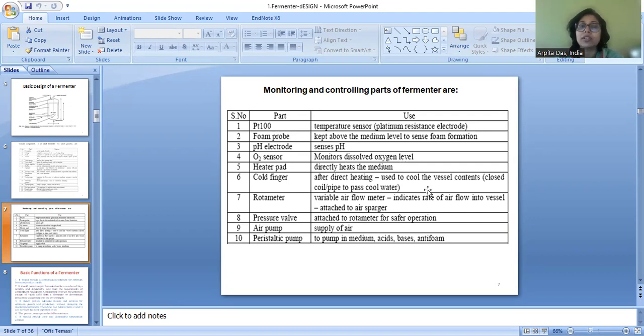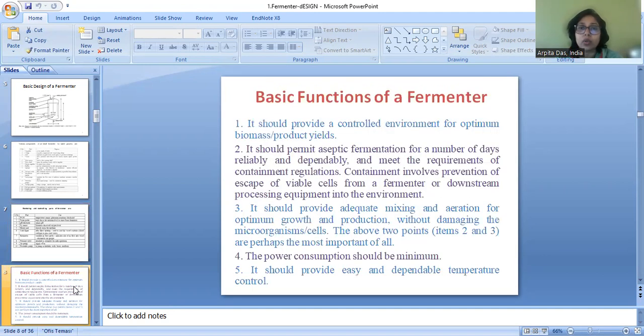So while choosing or creating a bioreactor, one should take care why I am creating a bioreactor. What is the basic function of a bioreactor or a fermenter? It should provide a controlled environment for optimum biomass or yield production. That means I'm providing this vessel so that it would create a controlled environment. Second, it should permit aseptic fermentation. That means there should be no hole from which the fermentation can get contaminated, because contamination is not allowed here. If there is any contamination, all the work will go in vain. So we cannot afford that.